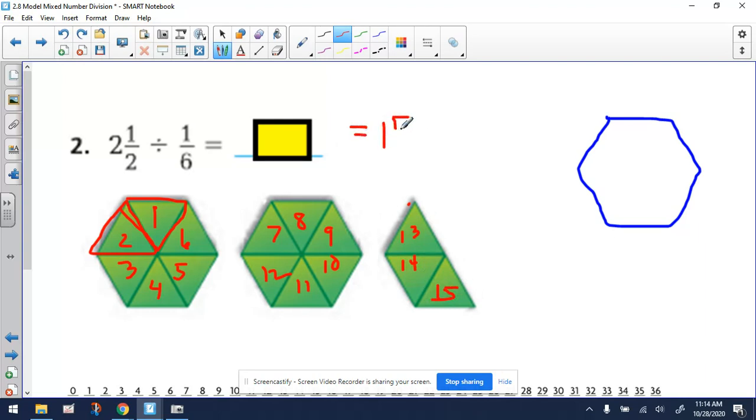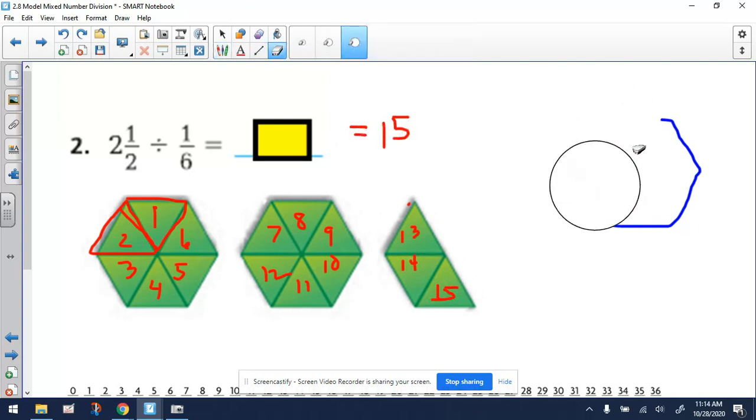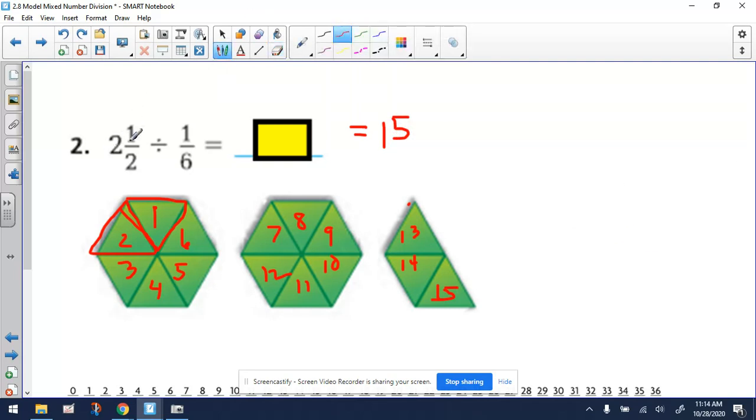Now, if we were going to do the standard algorithm for this, how would we do that? We would turn this into an improper fraction. So how many halves is that equal to? We would do 2 times 2, which is 4, plus the 1 would be 5. And we would say, divide that by 1/6.